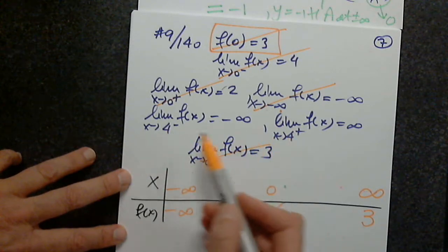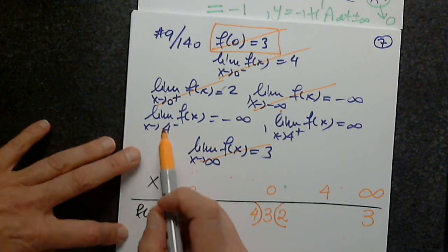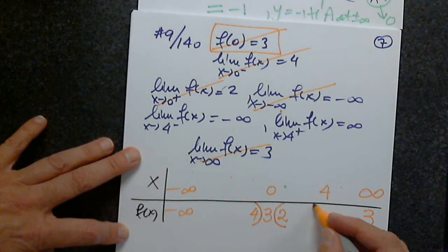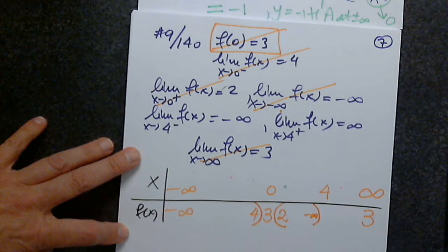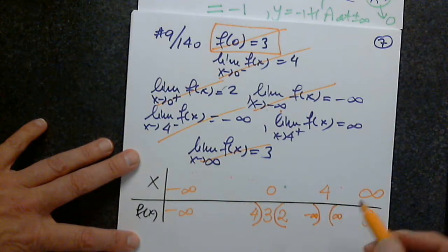Finally, something happens at 4. The limit on the left-hand side of 4, negative infinity. The limit on the right-hand side of 4, positive infinity.